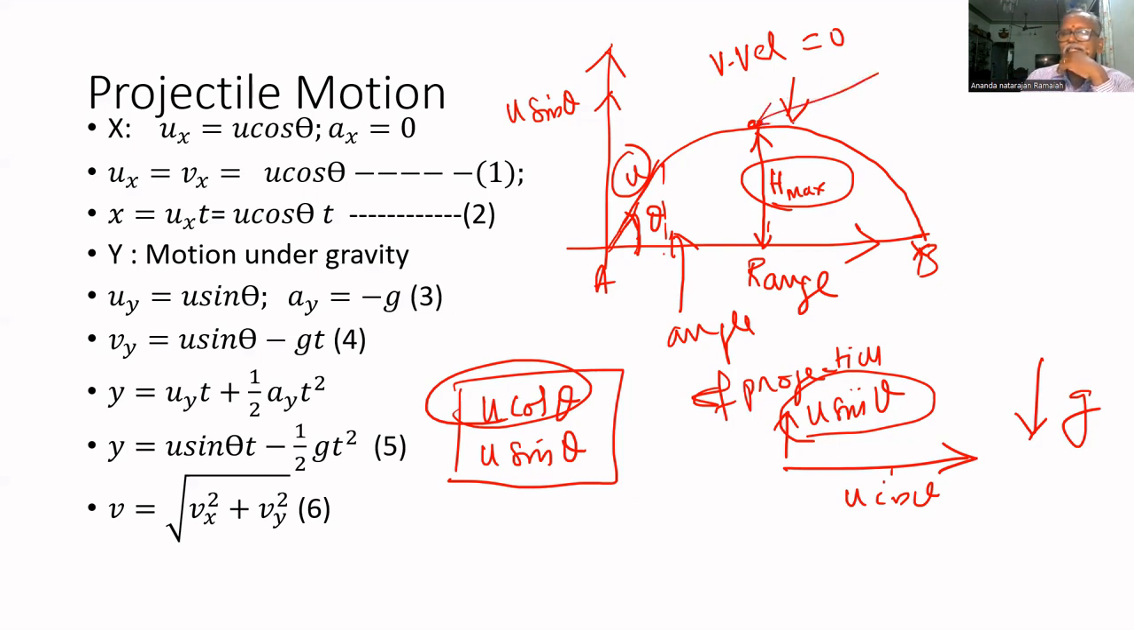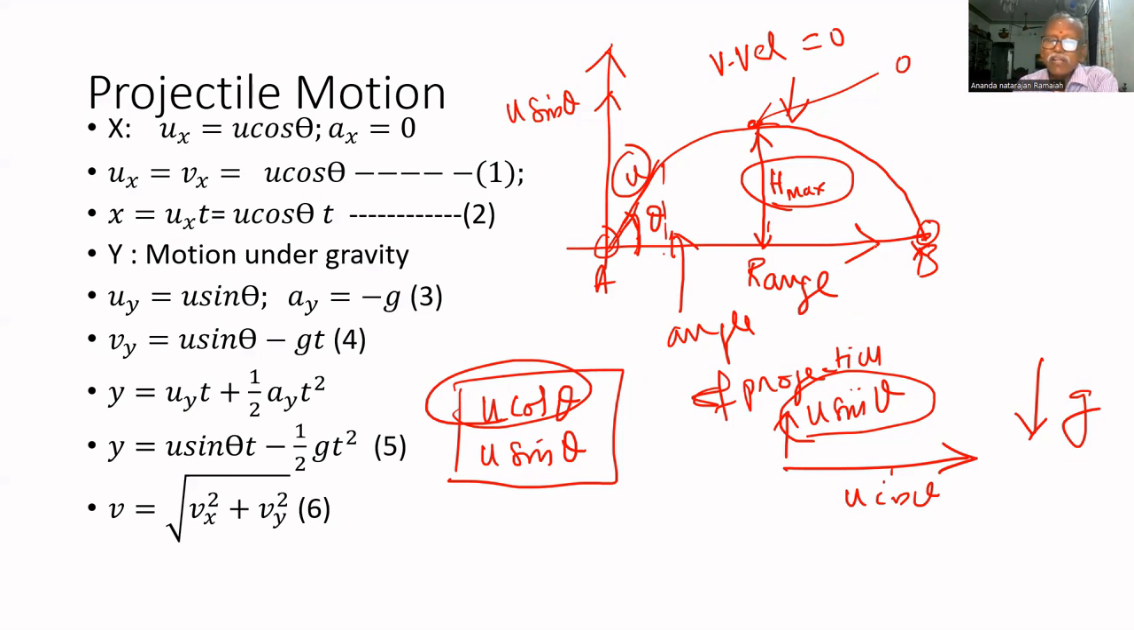Then for downward motion, its initial velocity is 0. Final velocity is the same u sin theta. Whatever u sin theta you got, the same you will get here, because the distance is same. Initial velocity here u sin theta, final velocity is 0. Here initially 0, final will be u sin theta. I am talking about vertical velocity.